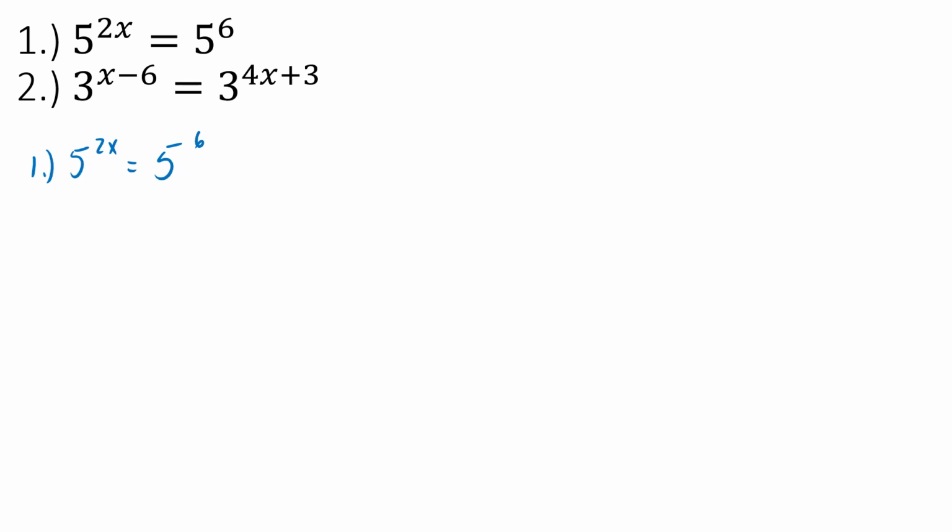So 5 to the 2x equals 5 to the 6th power. Once we have the like bases, we are allowed to set the two exponents equal. And so 2x is equal to 6. Divide both sides by 2, and x is equal to 3.